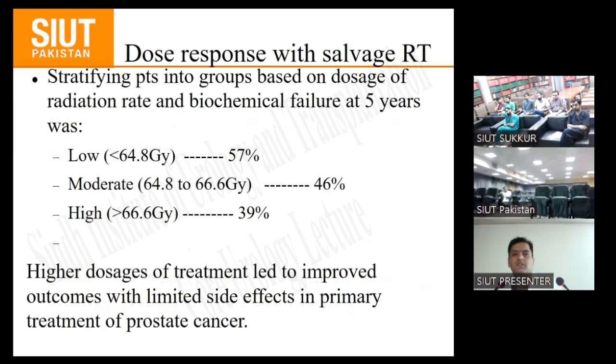Dose response with salvage radiation therapy: stratifying patients into groups based on dosage of radiation, biochemical failure at 5 years was low radiation 57%, moderate 46%, and high 39%. Higher dosage of treatment leads to improved outcomes with limited side effects in primary treatment of prostate cancer.